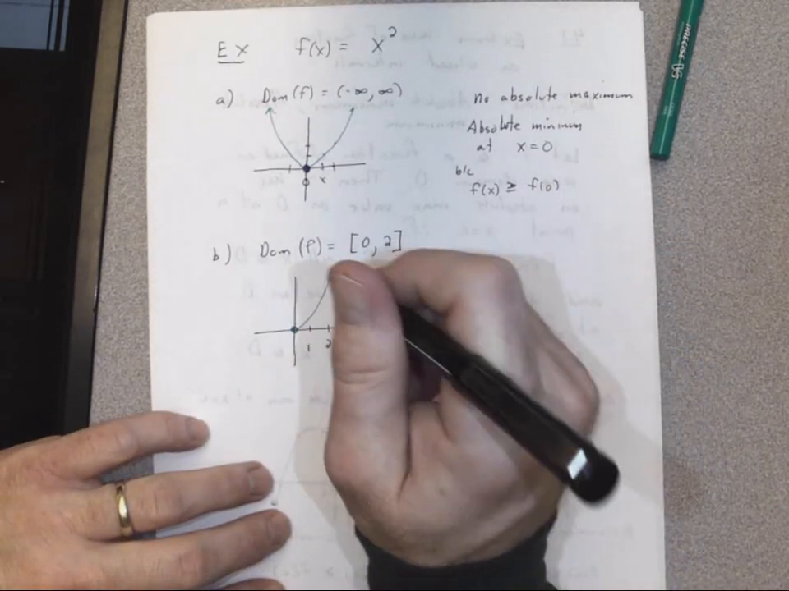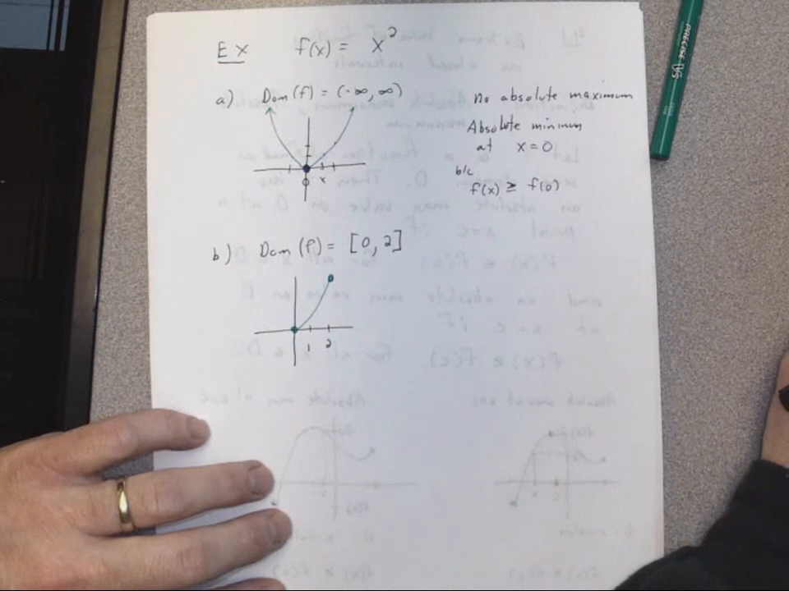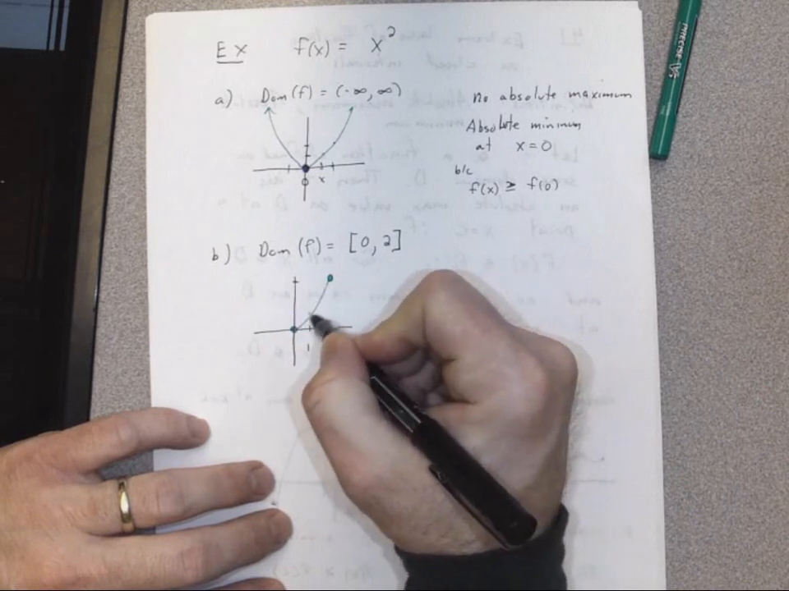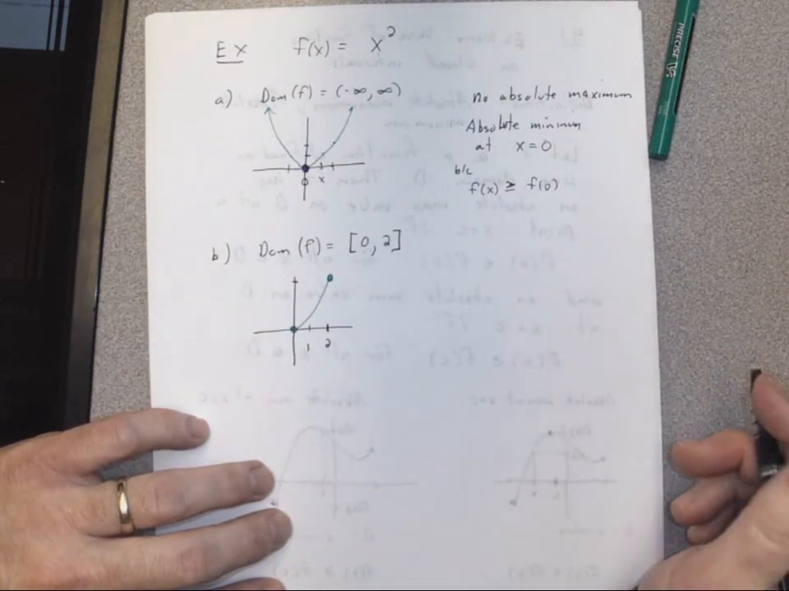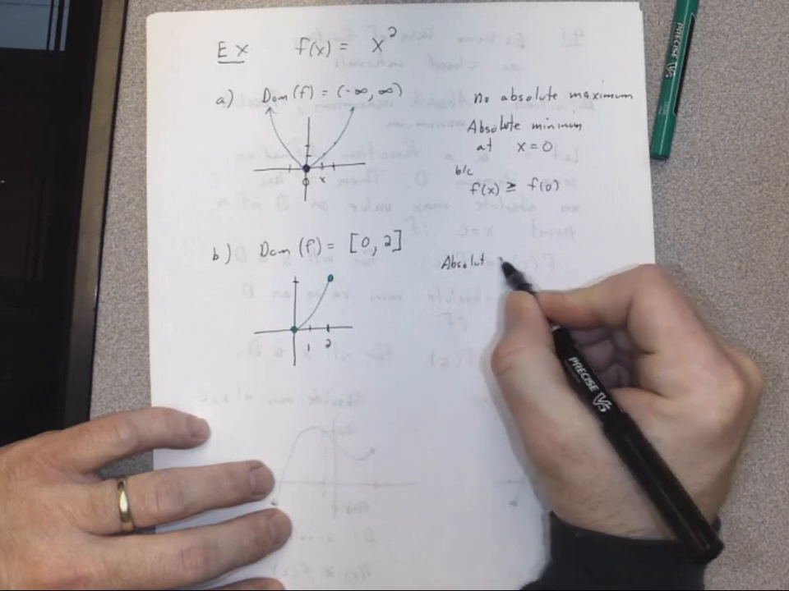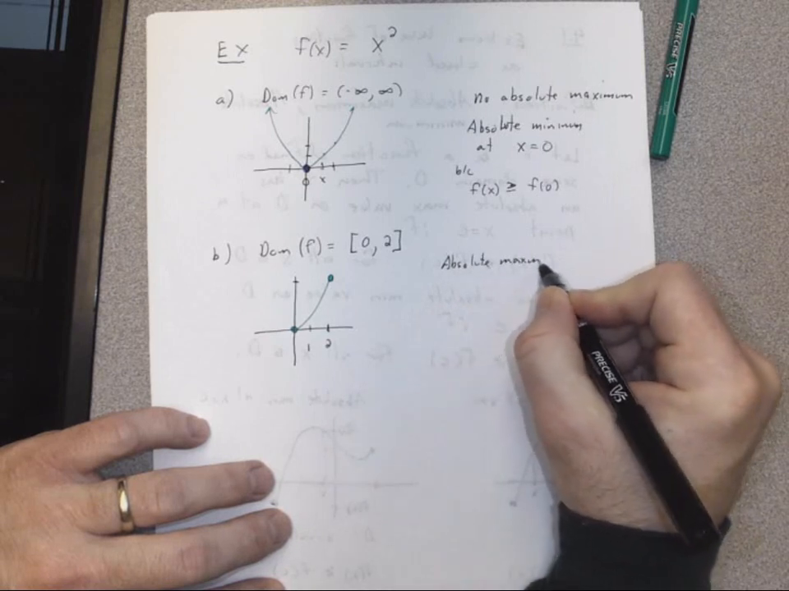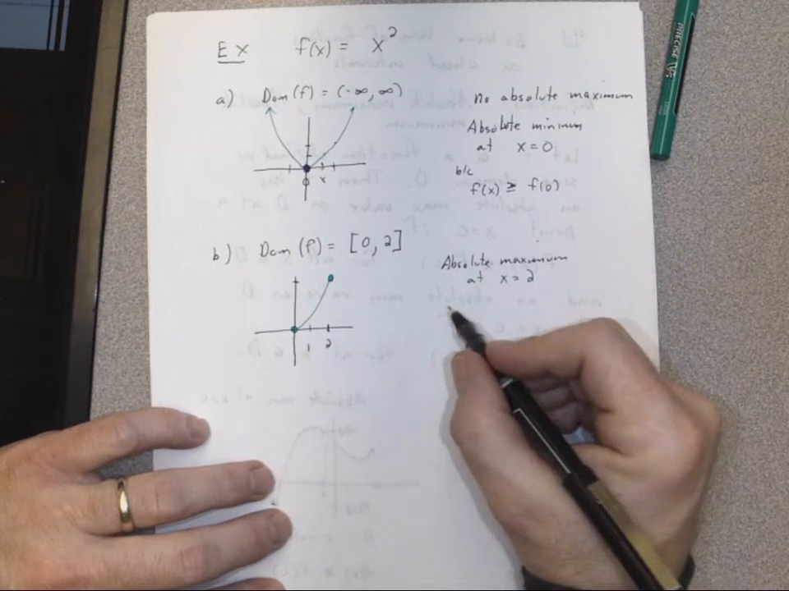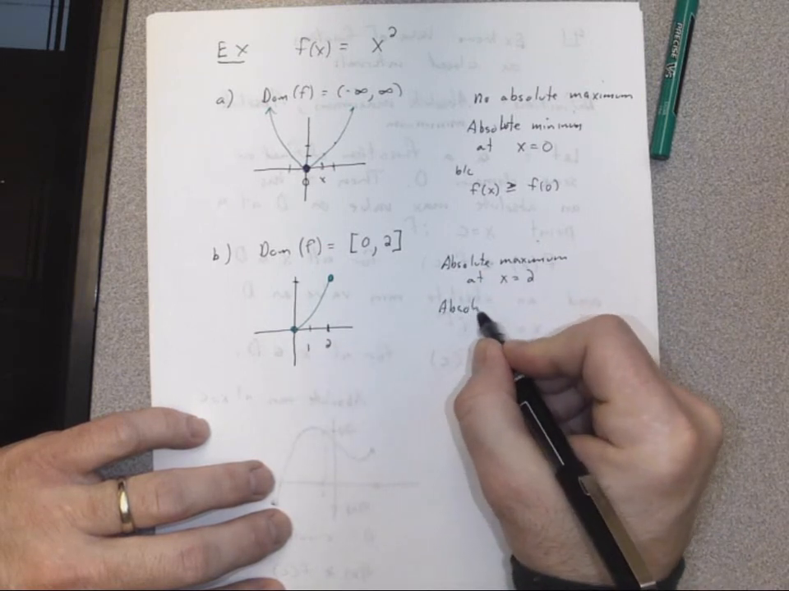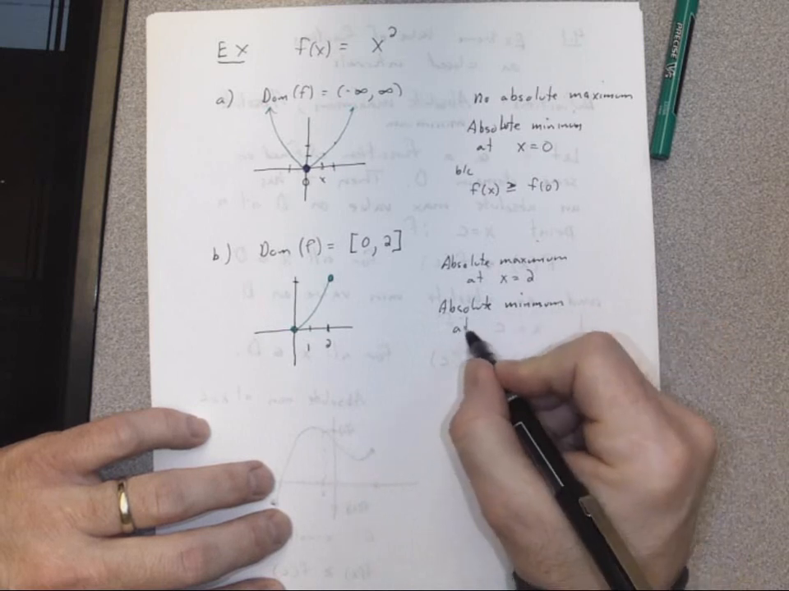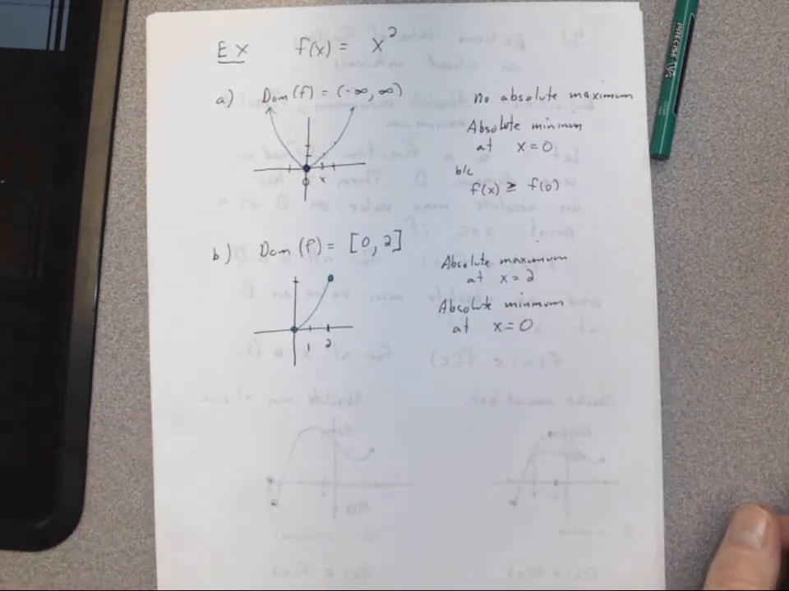Now what we can see is that this actually has both an absolute maximum and an absolute minimum. What I can tell is if I pick 2, the output of 2 is going to be bigger than all the other outputs of this particular graph. So this has an absolute maximum at x equals 2. And you can tell that it has an absolute minimum at x equals 0.